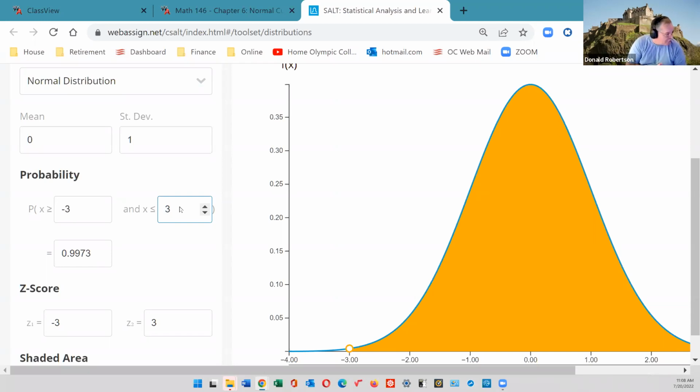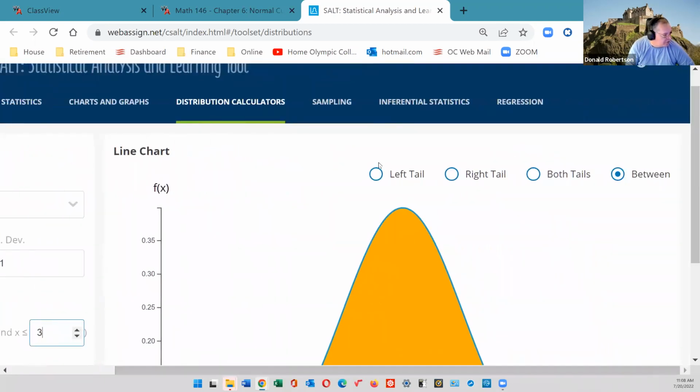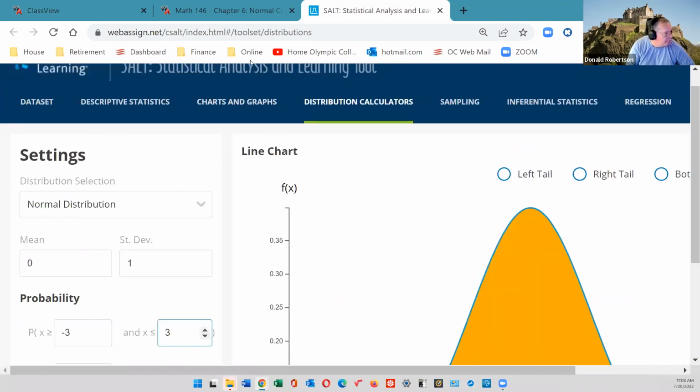So pretty much, if you tell me the Z to start with, or finish with, or bigger than, or less than, won't the software do everything else for me, right? Just make sure that says normal, that says 0, and that says 1, and then choose whichever one of these guys. Left if you want less than, right if you want more than, and between if you want a between.